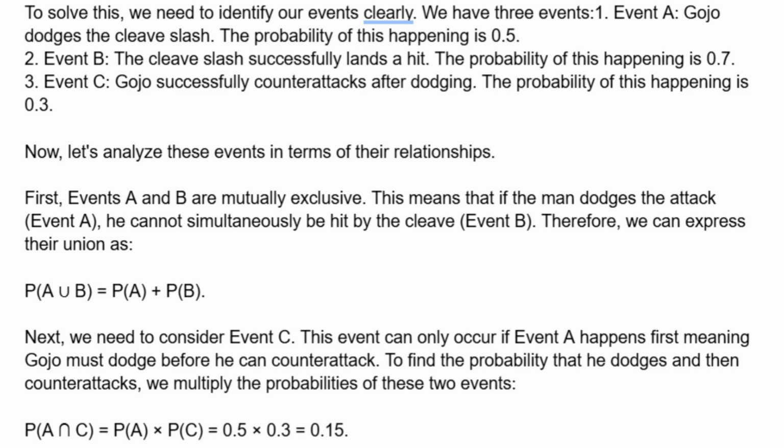Next, we need to consider event C. This event can only occur if event A happens first, meaning Gojo must dodge before he can counterattack. To find the probability that he dodges and then counterattacks, we multiply the probabilities of these two events. P of A intersection C is equal to P of A multiplied by P of C. 0.5 multiplied by 0.3 is equal to 0.15.